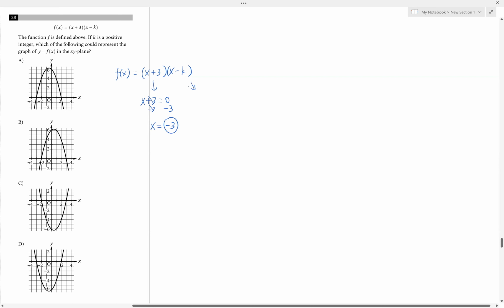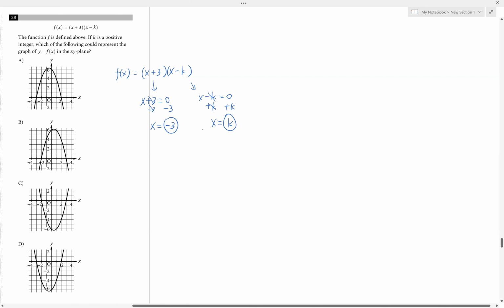And the other one will be x - k equal to 0. Then to solve for x, we add k on both sides, even though we don't know what k is. If we solve this, we'll just get x equal to k. And we know k is a positive number, because they say k is a positive integer. So based on this, our two solutions have to be -3 and k, which has to be a positive number. So the graph has to go through -3 for one of the x-intercepts, and also go through a positive number.